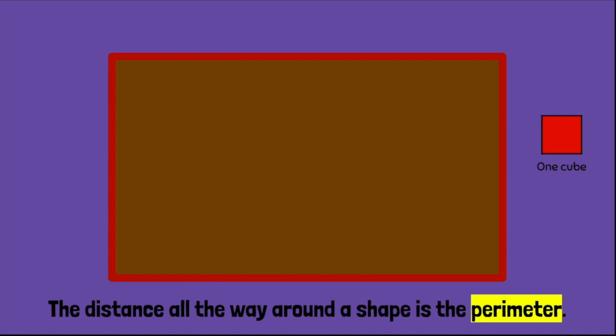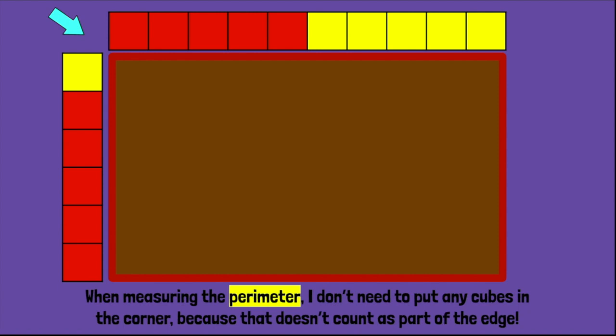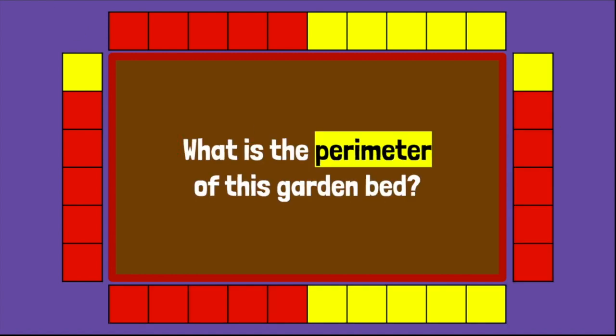The distance all the way around a shape is the perimeter. When measuring the perimeter, I don't need to put any cubes in the corner because that doesn't count as part of the edge. What is the perimeter of this garden bed? If you count on the top, how many do we have?